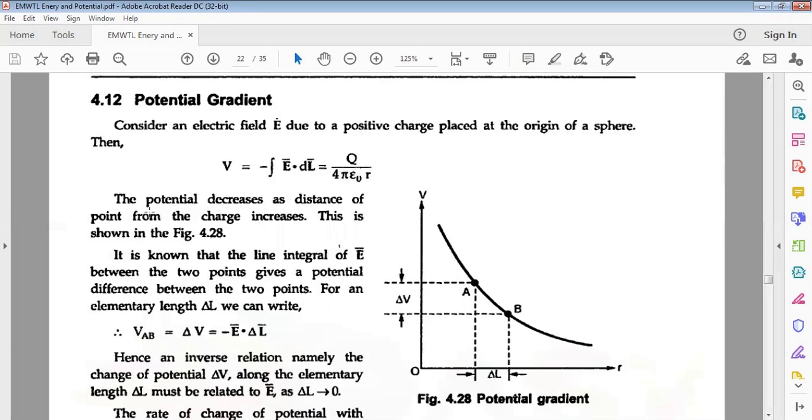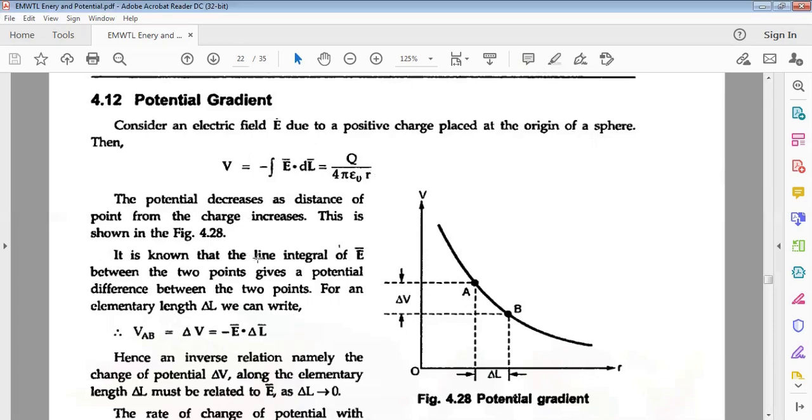It's a point charge. The potential decreases as the distance of the point from the charge increases. See here, again I'm saying the potential V decreases as the distance of the point from the charge increases. Work is done, and a potential is developed. Here the potential decreases as the distance of the point from the charge increases. R, whatever R is there, that is a distance.